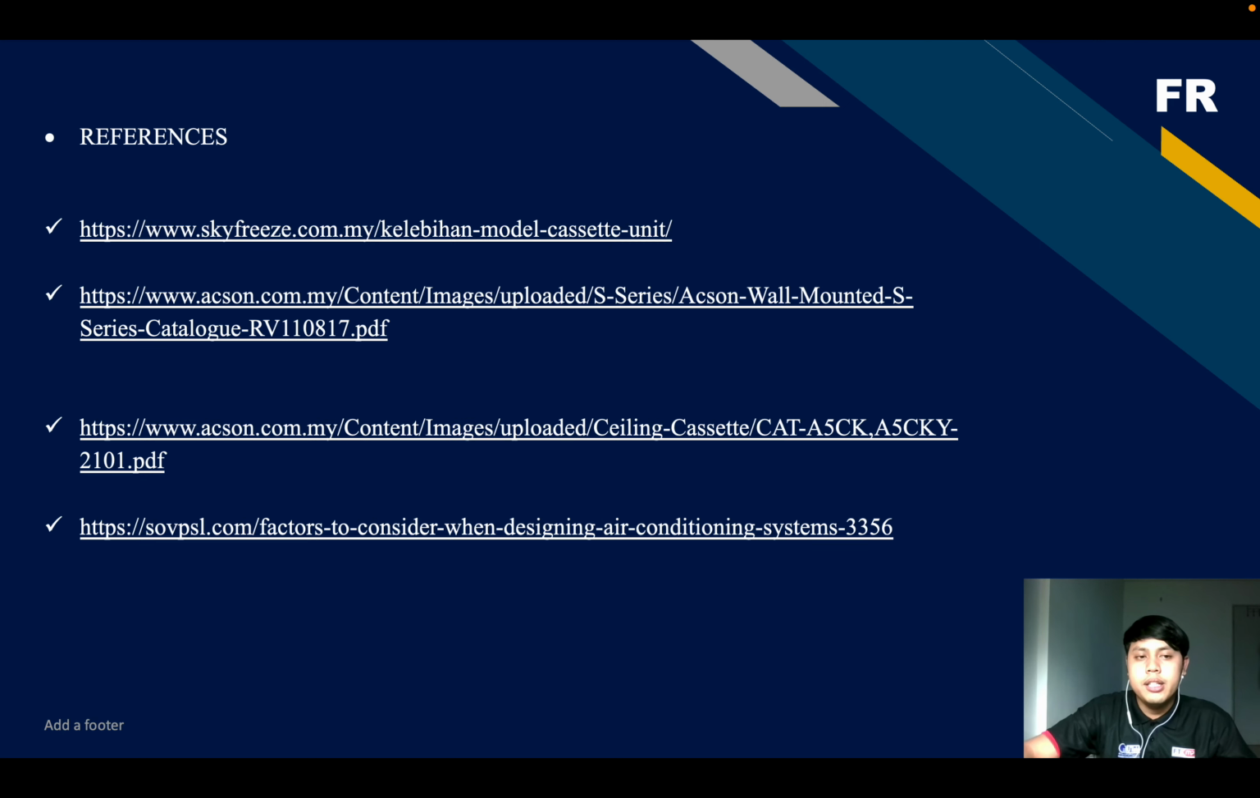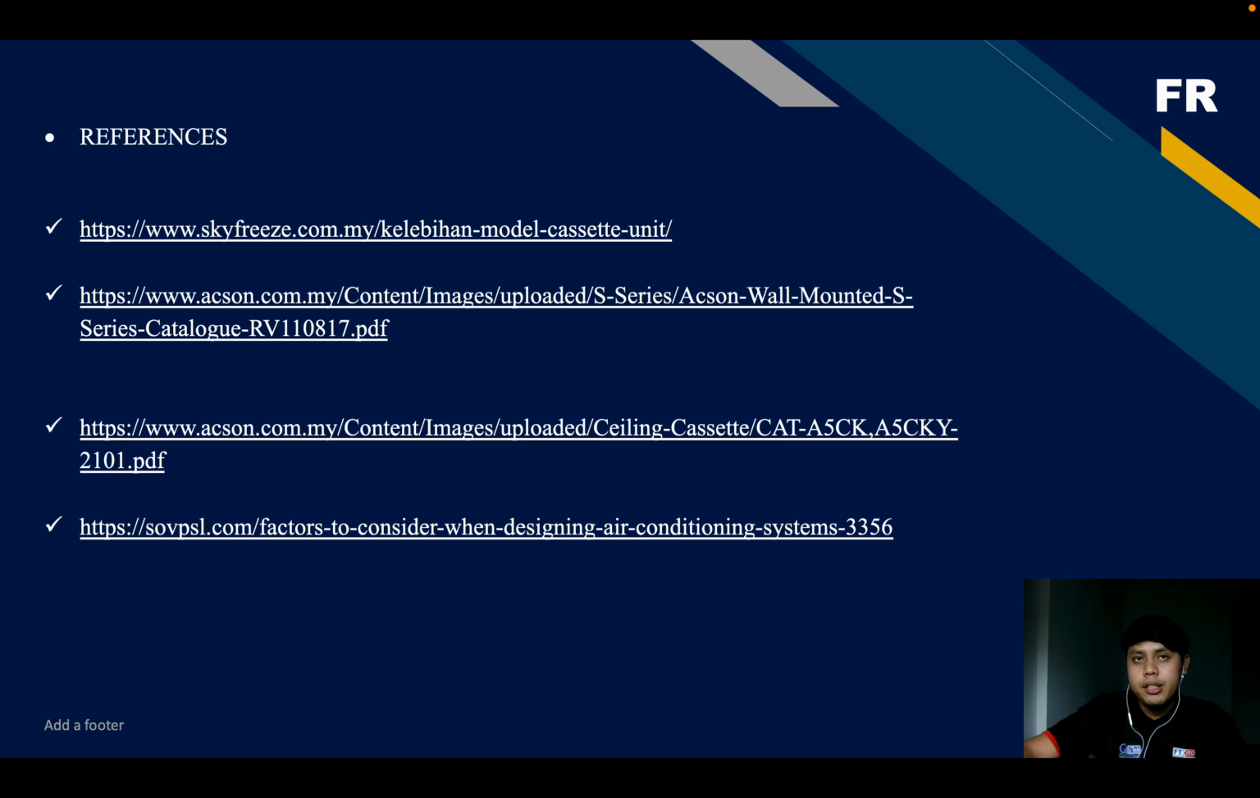And the last slide is about reference. We use the link to find out about the advantages, benefits, and catalog of the ceiling cassette and wall mounted unit.